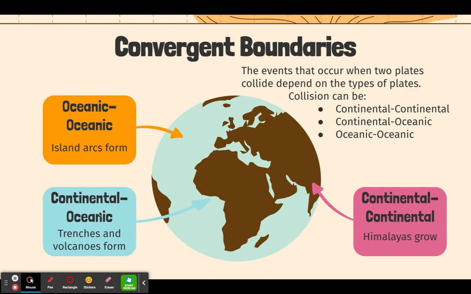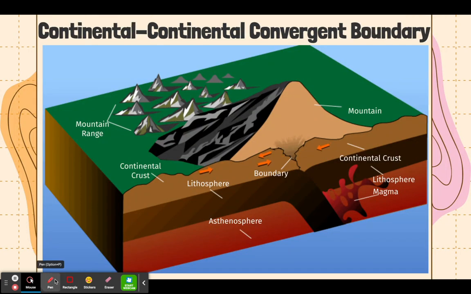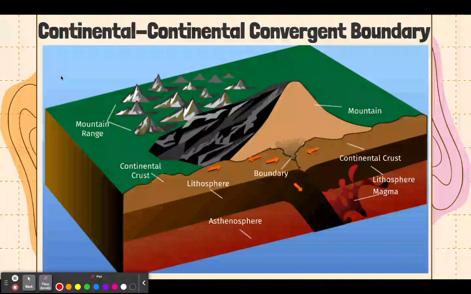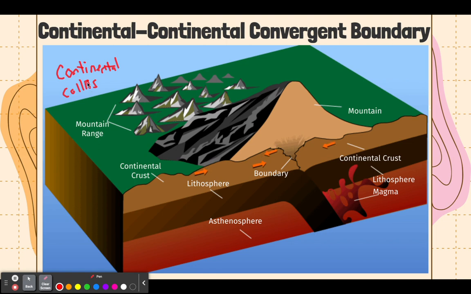Now let's talk about convergent boundaries. We have oceanic crust hitting oceanic crust, continental crust hitting oceanic crust, and continental hitting continental. So here we have continental. We call this a continental collision. That's okay, it's just going to be one big I there, collision.